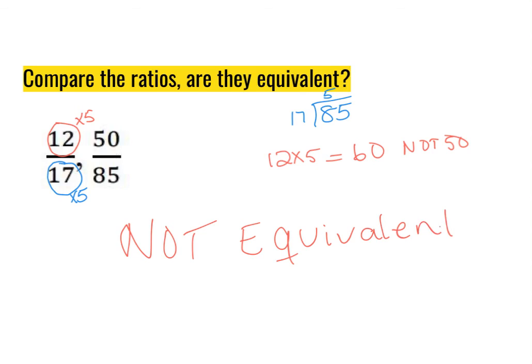So again, in order for two ratios to be equivalent, you must be able to multiply the top number, the numerator, and the denominator, the bottom number, by the same factor. In this case, it is not equivalent because I multiplied by two different numbers in order to get 50 over 85.